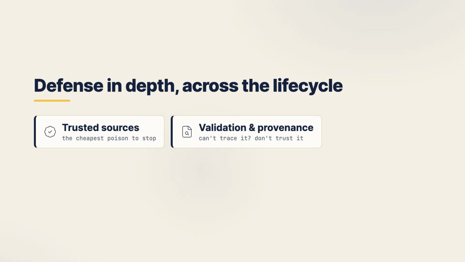Next, data validation and provenance. Validate and sanitize incoming data, and keep a verifiable record of where every dataset and document came from and what happened to it along the way. If you can't trace it, don't trust it. Provenance is what lets you answer the question, could this have been tampered with?